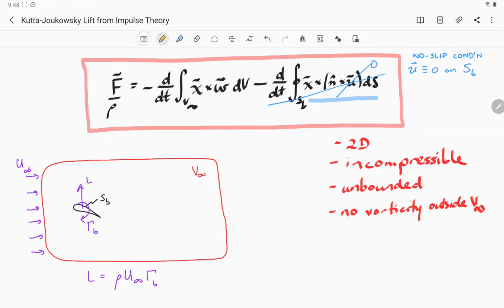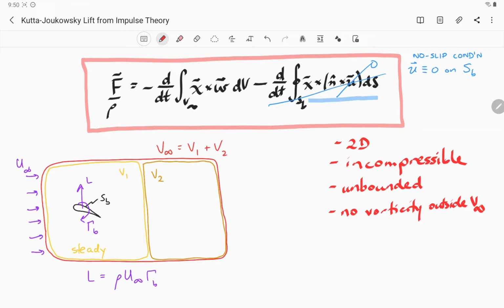And to proceed, I'm going to divide up the domain V infinity into two. So firstly, I have V1, which is a volume surrounding the airfoil, but not including the full fluid domain. And we are going to define this such that the flow inside V1 is steady. And then any unsteadiness that's occurring has to happen in the remainder of V infinity, which I'll call V2. And of course, our original V infinity just equals V1 plus V2.